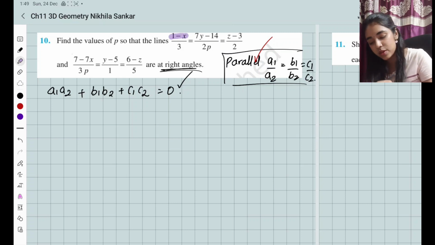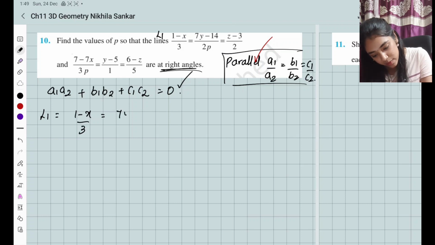So first, நம்ம equations எல்லாம் கரெக்ட்டா எழுதணுமா இல்லையா? So கரெக்ட்டா எழுதணும்னா this is going to be line 1. So let me rewrite line 1. So I have line 1 equals 1 minus x divided by 3 equals 7y minus 14 divided by 2p equals z minus 3 divided by 2.